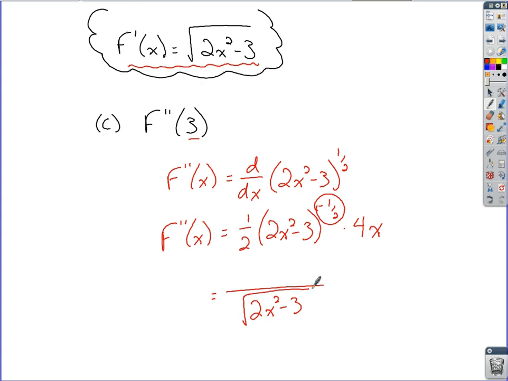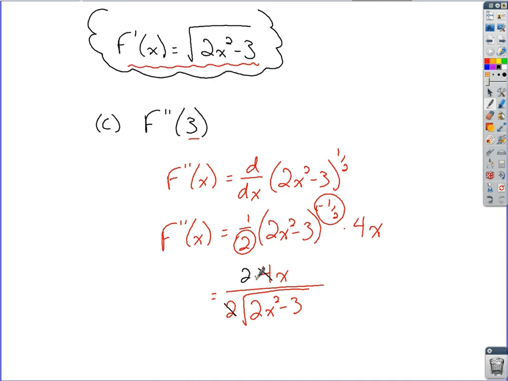Ultimately, we're taking the square root there. Denominator of 2, throw down there. Anything else would stay on top, so you've got anything else, 1 and 4x. If you're asking yourself, can you do something with the 4 and the 2? Sure. If you cancel those out, you've got a 2x now left on top. So f double prime of x is 2x over the square root of 2x squared minus 3.